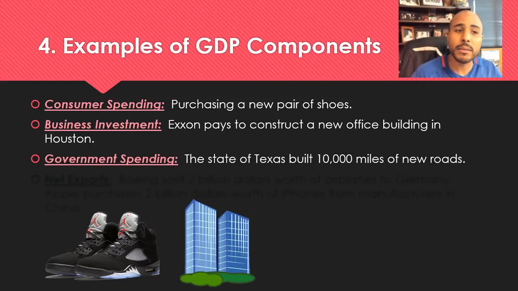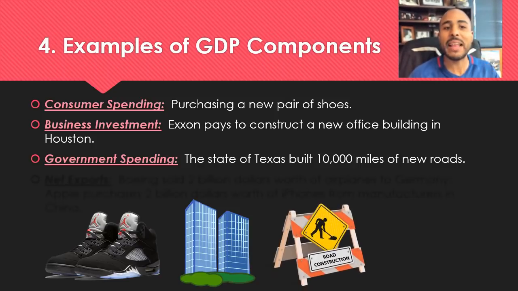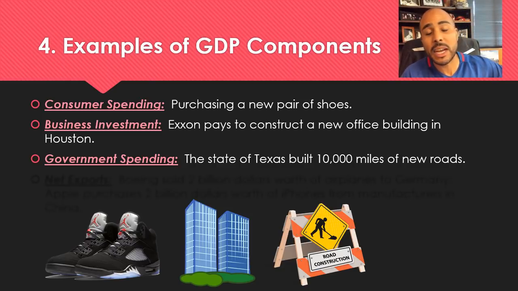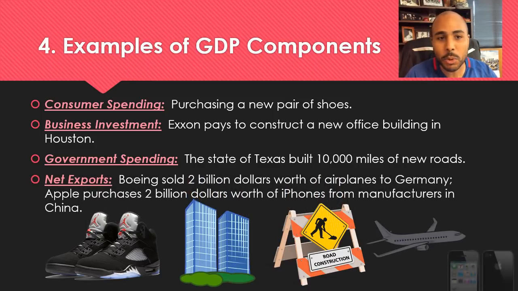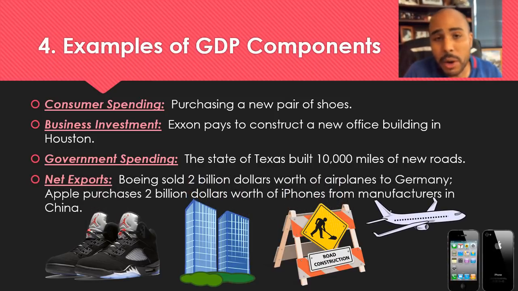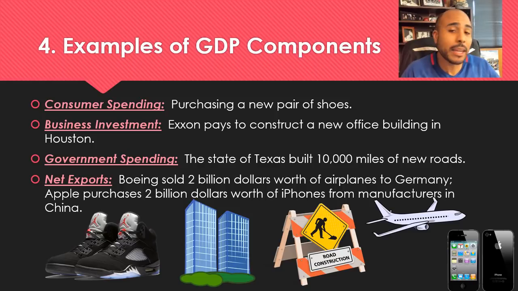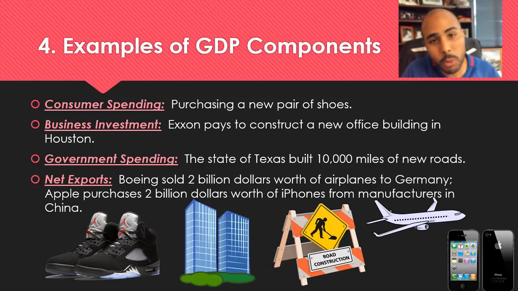Okay? Government spending, for example, the state of Texas could build 10,000 miles of new roads. If the state of Texas builds roads, the state of Texas government is paying for them. That's an example of government spending. And last up is net exports. For example, if Boeing, which is an American airplane company, sells $2 billion worth of airplanes to Germany, that would be an export. And if Apple purchased $2 billion worth of new iPhones from manufacturers in China, that would count as an import. So just remember that any of these things, consumer spending, business investment, government spending, or imports and exports, those are the things that are going to count towards the components of our GDP.